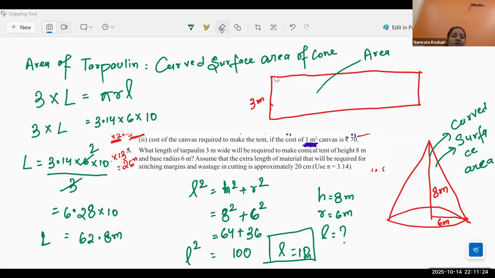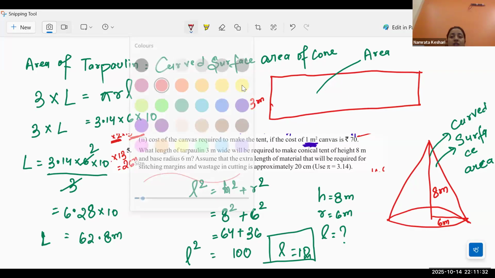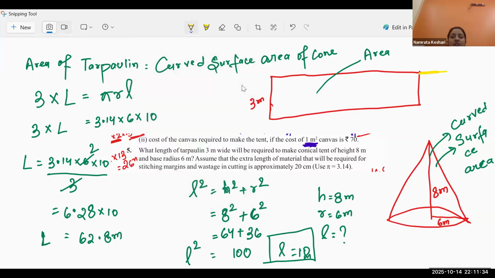So 20 centimeter length was there, which has gone already. In this tarpaulin sheet, there was some extra length. Yes, width was still the same, 3 meter only, but there was some extra length, which was 20 centimeter, which was going in the wastage, cutting, and maybe stitching the margin. Yes, ma'am. Okay, so 20 centimeter is going in the waste, just completely getting wasted.